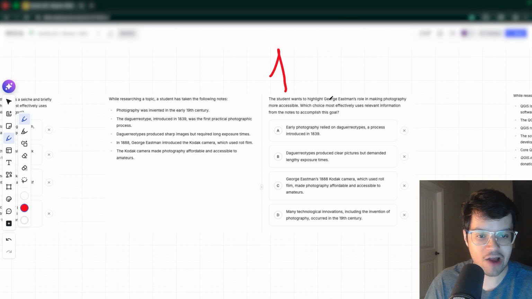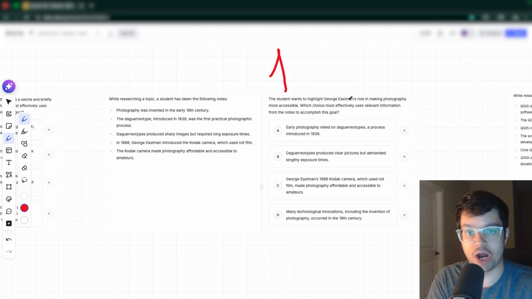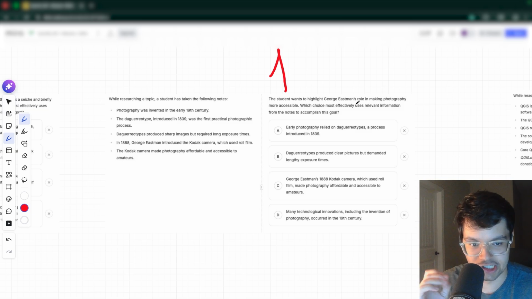So we're trying to say here, how did George Eastman essentially make it so more people did photography? So this could look like maybe he made cameras cheaper, maybe he made more education available on photography, something like that, but something in terms of how he made it usable by more people essentially. So that's what we're looking for.